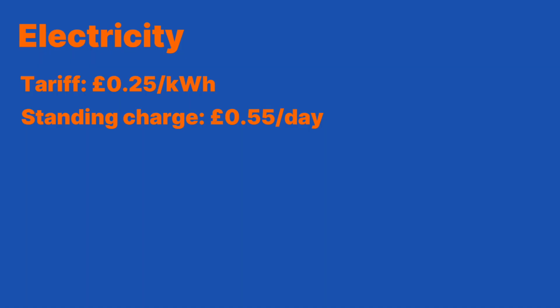Let's take a worked example to really understand this. Let's imagine that your electricity tariff charges 25 pence for every kilowatt hour of electricity and a standing charge of 55 pence per day. During a 30-day month, your household uses 200 kilowatt hours of electricity.